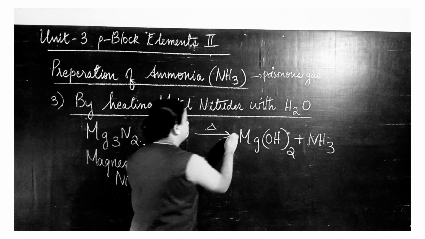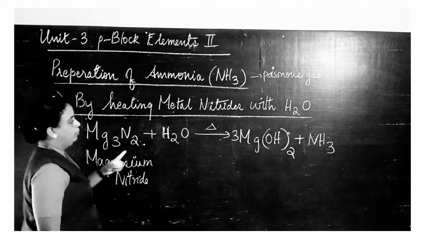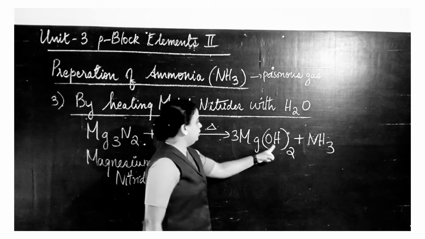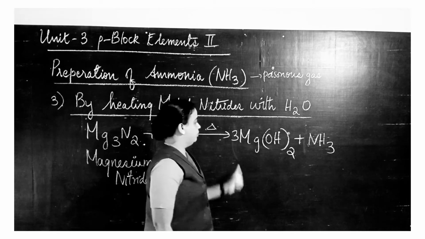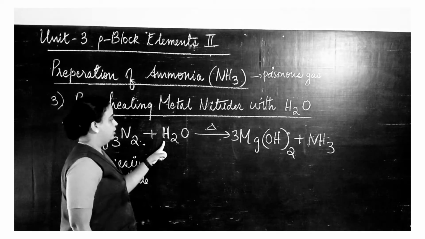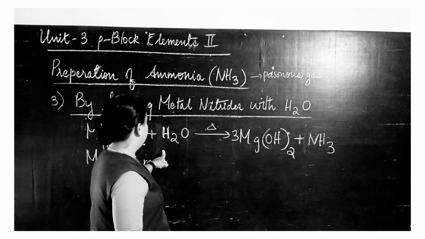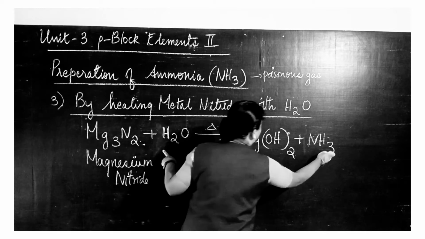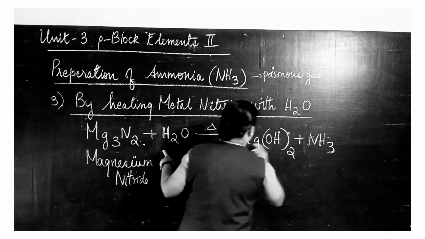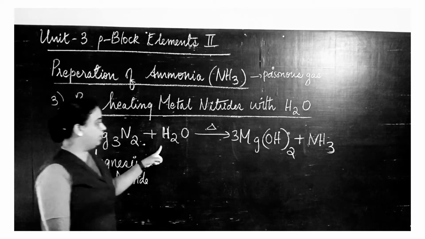Whereas there is only 1, so just put here 3. Fine. Now here, 6 hydrogen atoms are there. 3 2s are 6. Okay. Whereas here, and here also 3. So 3 2s are 6. 6 plus 3 is 9. Okay.